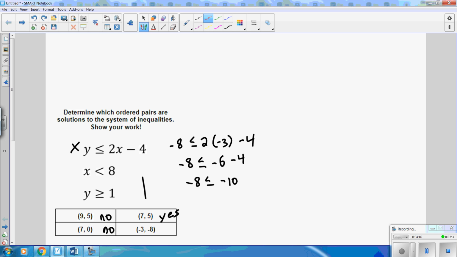We're going to plug negative 3 in for x. Negative 3, is that less than positive 8? That is true, so it works there. Then we're going to plug negative 8 in for y. So that would become negative 8 greater than or equal to 1. Negative 8 is not greater than 1, so it doesn't work there. So really, this ordered pair down here doesn't work for any of them except for the inequality in the middle, x is less than 8. It doesn't work for all three, so it would be a no. And this would be your final answer.